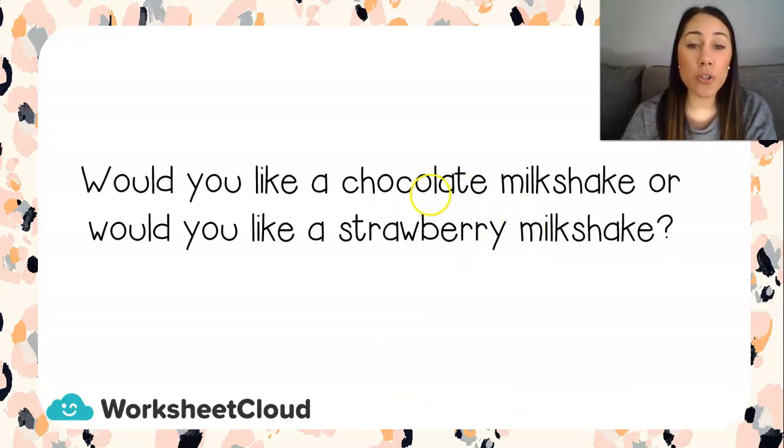Remember, we had to choose between a chocolate or a strawberry. We can only have one of the two. Would you like a chocolate milkshake or would you like a strawberry milkshake?